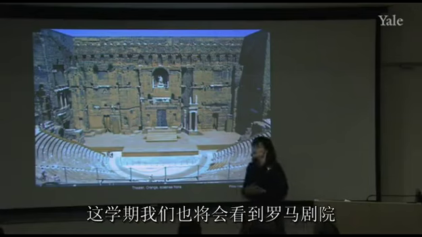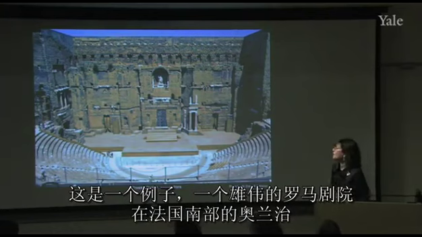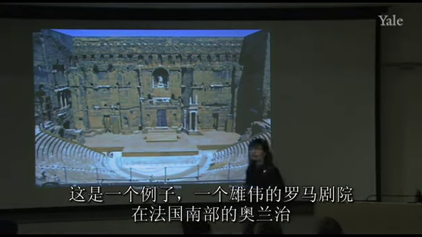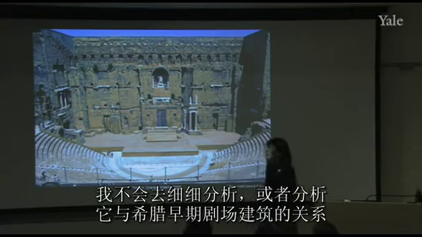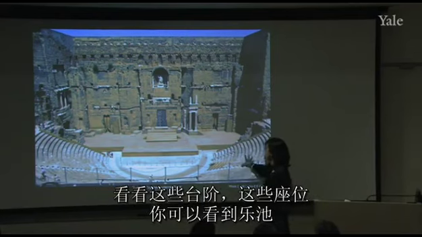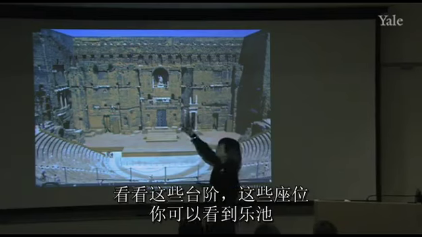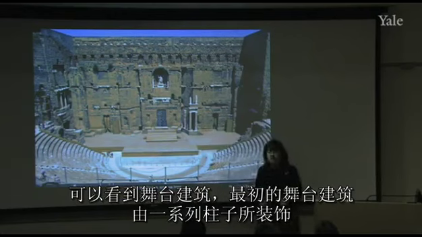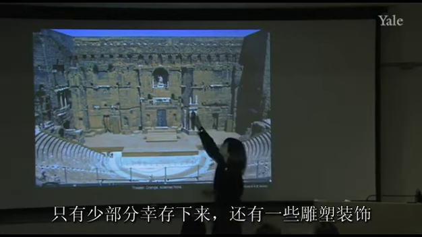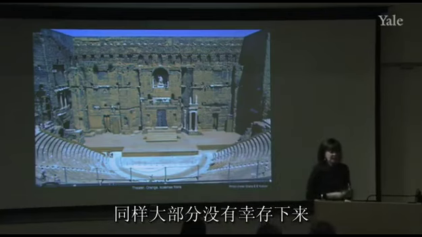We're going to look at Roman theaters this semester. This is an example of one, the spectacular Roman theater at Orange in the south of France. You see it here. I'm not going to go into the parts of a theater or its relationship to earlier Greek theatrical architecture, but you can see the stair, you can see the seats, you can see the orchestra, you can see the stage building, a stage building that initially was decorated with a forest of columns, only a couple of which survive, as well as a lot of sculptural decoration, again, most of which does not survive.